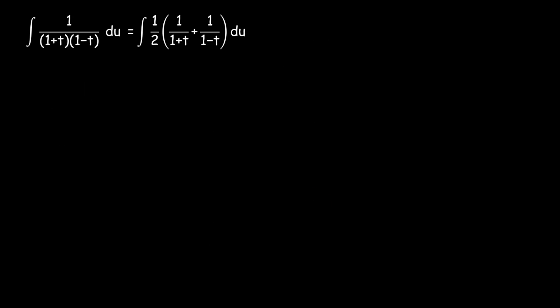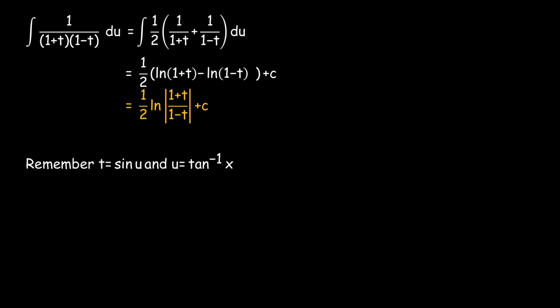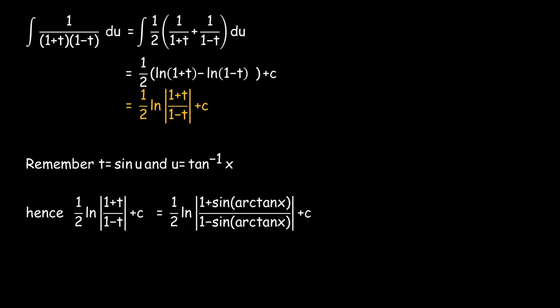Now that we know its partial fractions and its derivative as well, we can now replace the value of t. This would give us half natural log of the sine of tan inverse of x. So I substituted back for t and also back for the value of u to get our final answer.